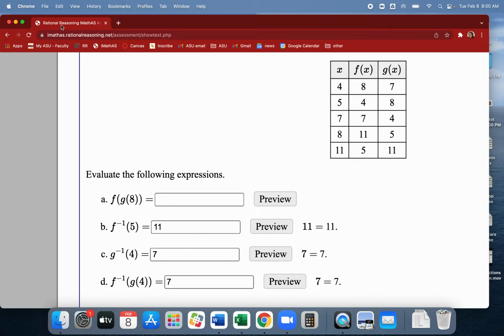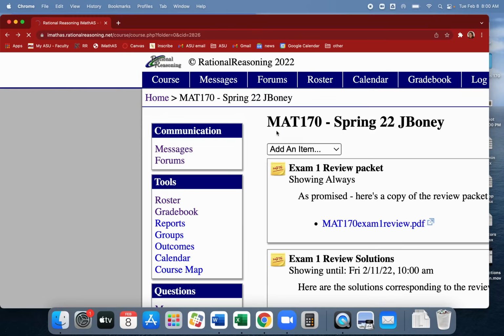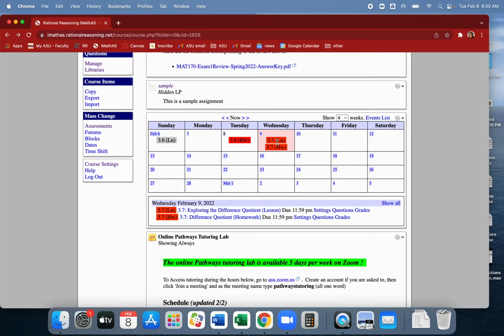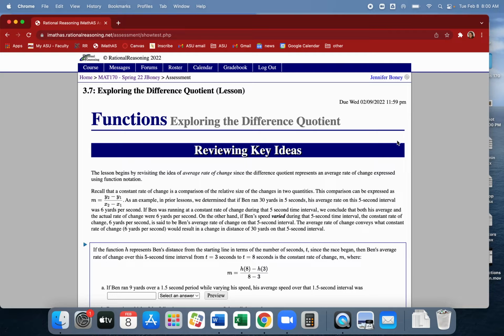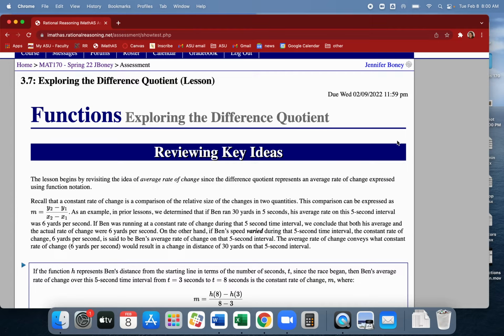In any case, let's go back, and what I want to open up is something else that I have set for you. The 3.7 lesson that's due tomorrow night. I actually want to go through that, like I said, today in class. This is what's called a difference quotient. A difference quotient, those words, difference is subtraction, quotient is division.